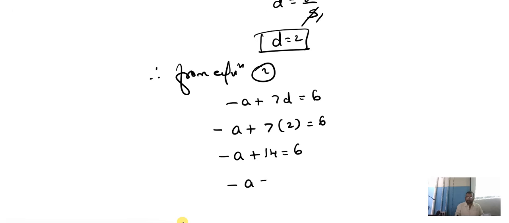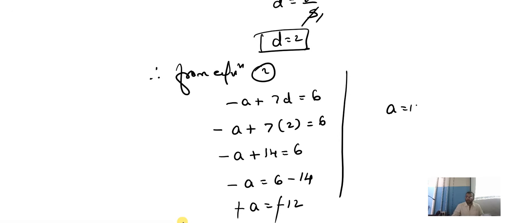Minus A is equal to 6 minus 14. 6 minus 14 is minus 8. Yeah, minus A equals minus 8. Minus minus gets cancelled. So A is equal to 8. The value of A is 8. We got A. We got D.